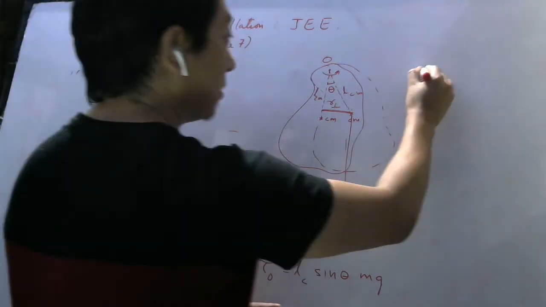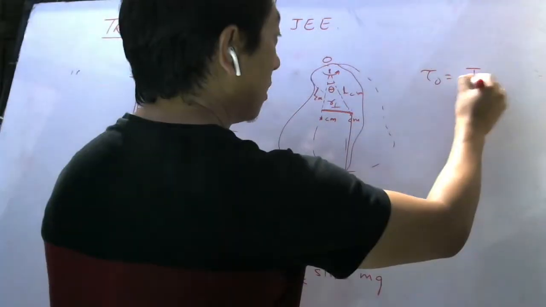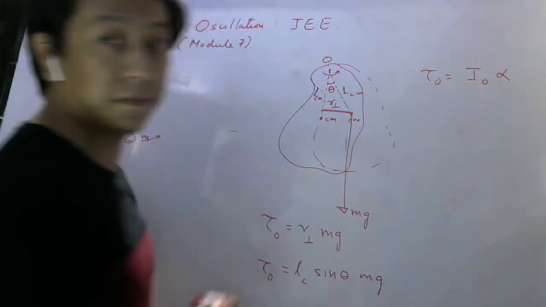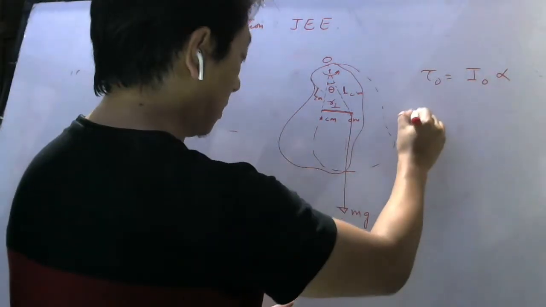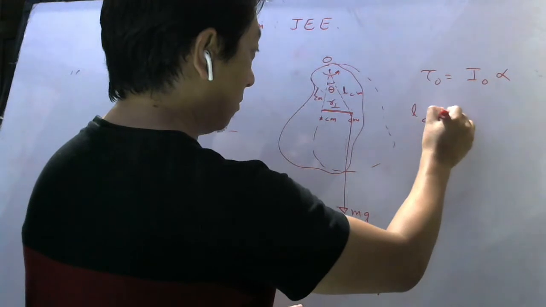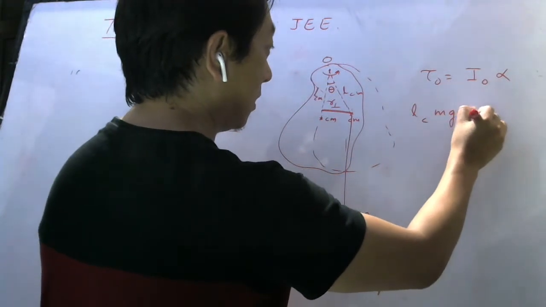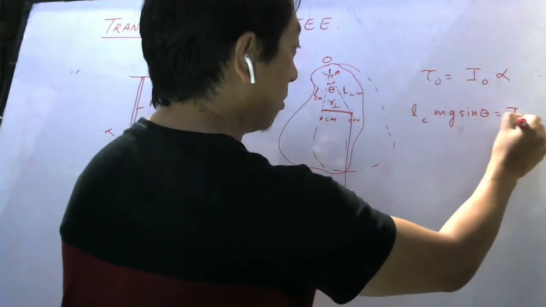From Newton's second law applied to rotations, that torque will be equal to I about O times alpha. So this will be LCM mg sine theta equals I about O into alpha.